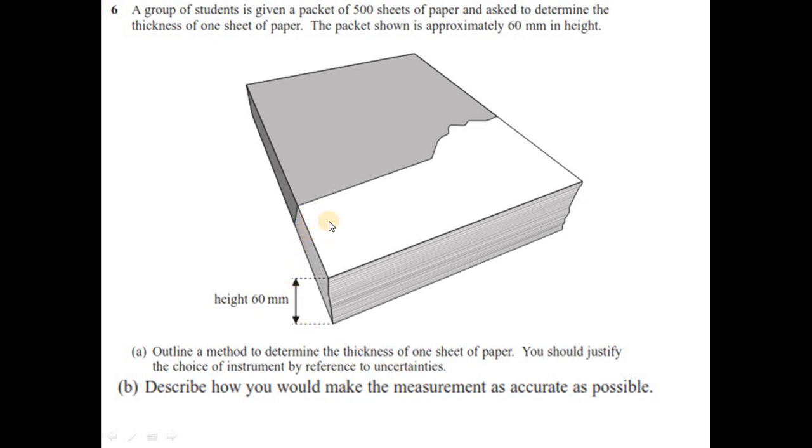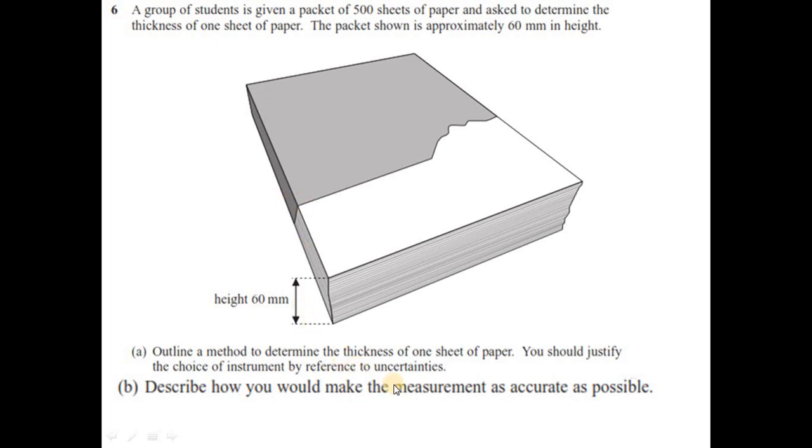This is a paper ream, and the best instrument for this is a vernier caliper. So the students are going to use a vernier caliper to measure the thickness of the 500 sheets, and after finding the height of the 500 sheets, they will divide the obtained height by 500 to get the thickness of one sheet.